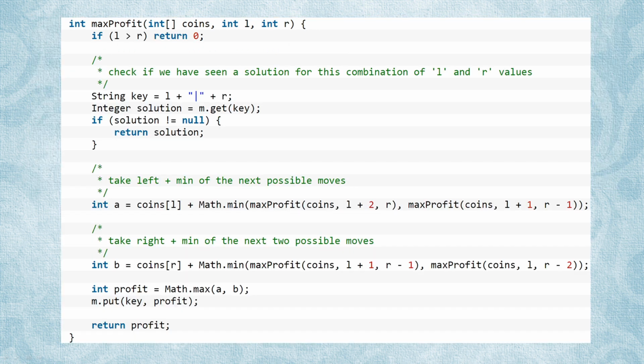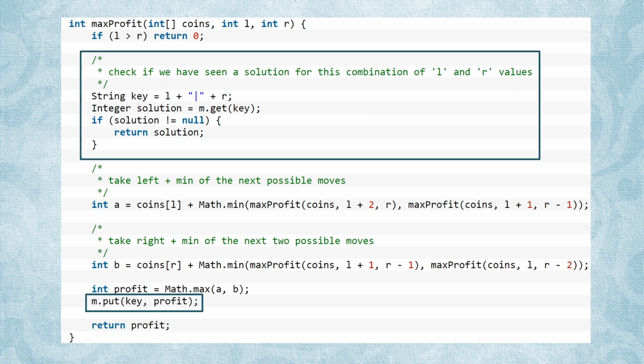This is the same function, but to improve performance, we add memoization, which is nothing more than a hash table that stores previously calculated solutions. Since index L could be anywhere from 1 to n, and index R could also be anywhere from 1 to n, you'd end up storing n squared possible combinations. Hence, the algorithm runs in order n squared time complexity.